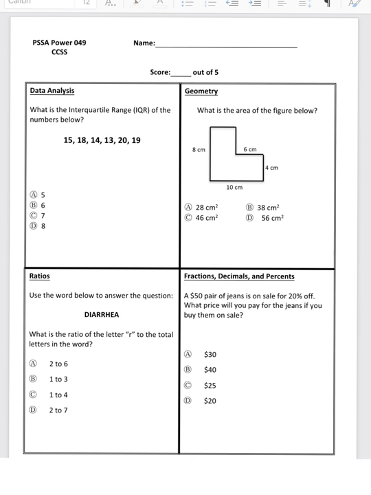Okay, time to go over your PSSA Power 49. Make sure you already did it before you go over this. Make corrections and take notes on the 50 side so you don't lose points then.